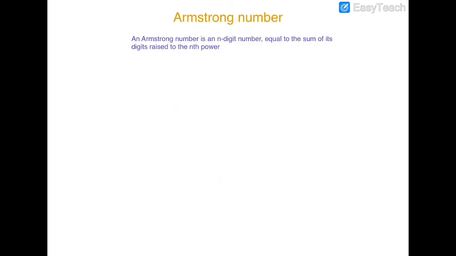Armstrong number. An Armstrong number is an n-digit number equal to the sum of its digits raised to the nth power. Let's see an example, then you will understand. Let us take the example 371. If you do the cube for each of these digits and sum them, it becomes 3 cube plus 7 cube plus 1 cube.